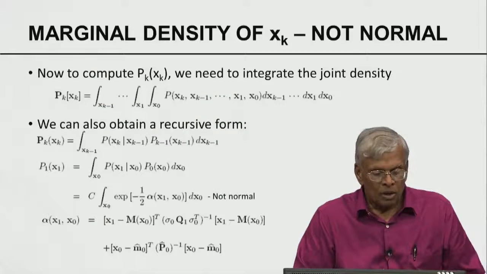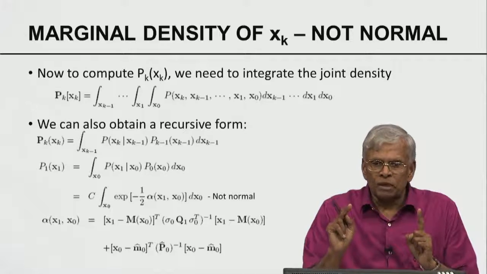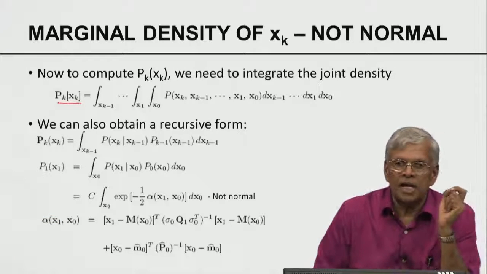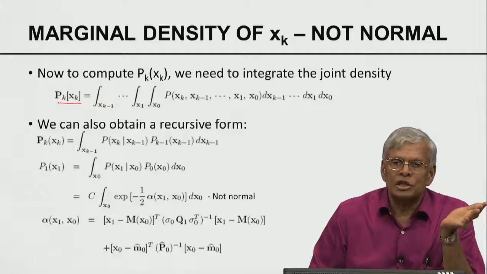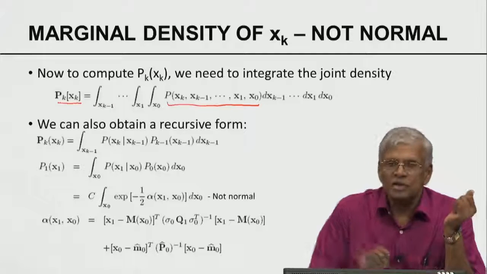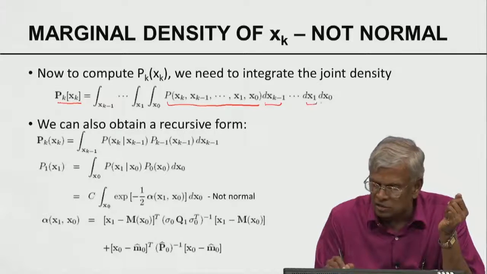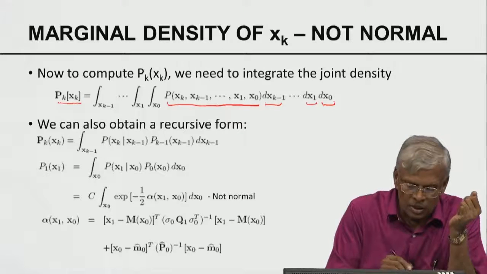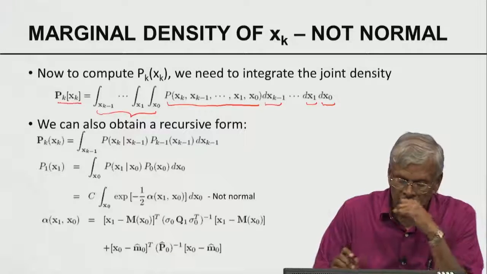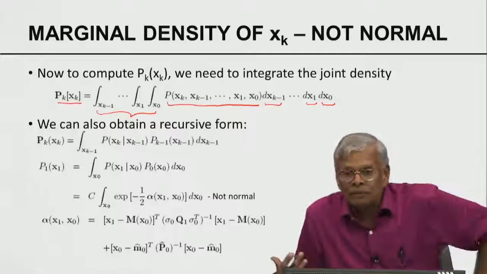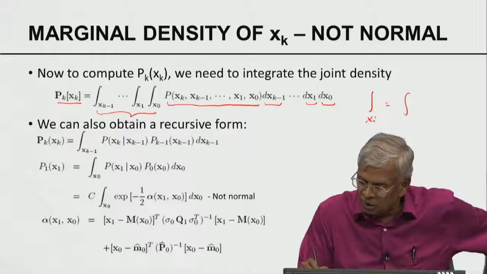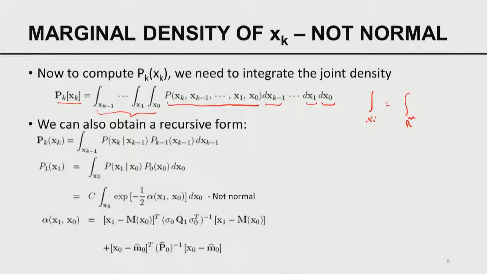Once you have the joint density from time 0 to time k, I am still interested in finding not the joint density but the state density at time k, pk of xk. You know that pk of xk is the marginal distribution of the joint density. If I integrate the joint density over all the variables other than xk, this integration is from x0, x1 through xk minus 1. So there are k iterated integrals. Each of these iterated integrals is an integral over Rn, because Rn is the state space. So this is the repeated integration in the n-dimensional space.